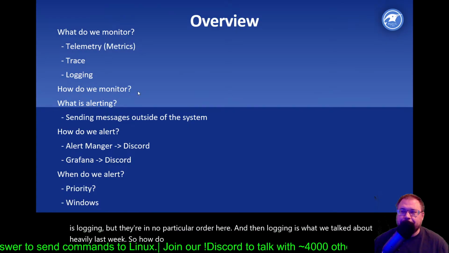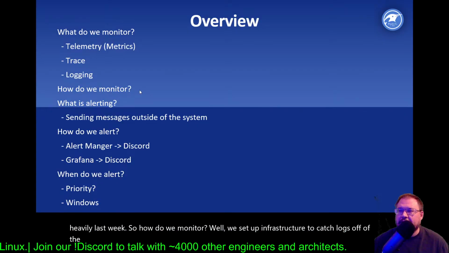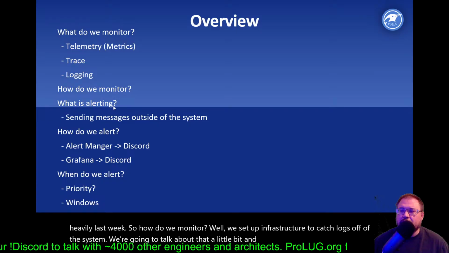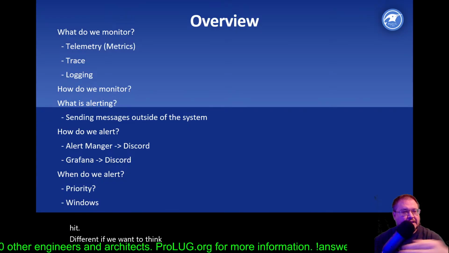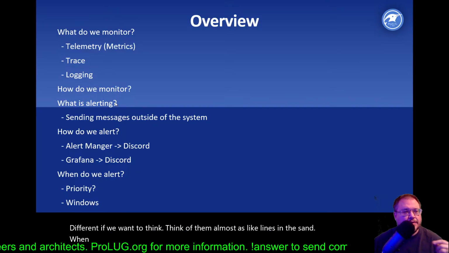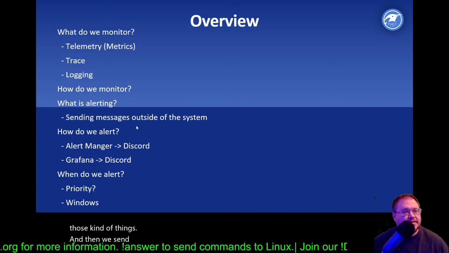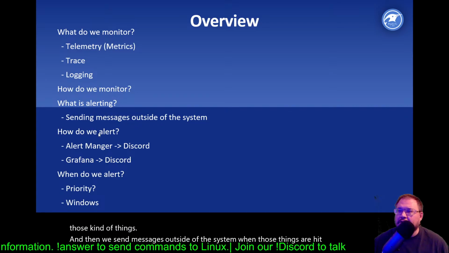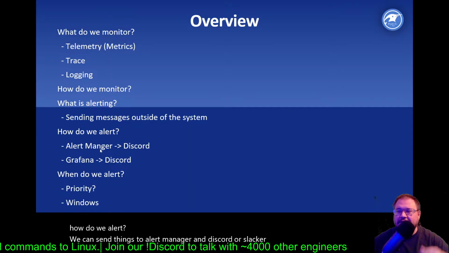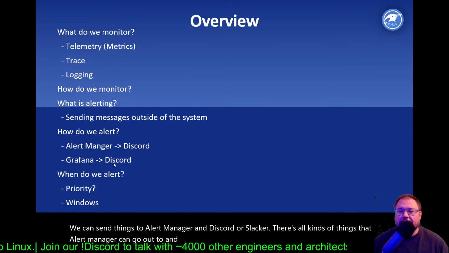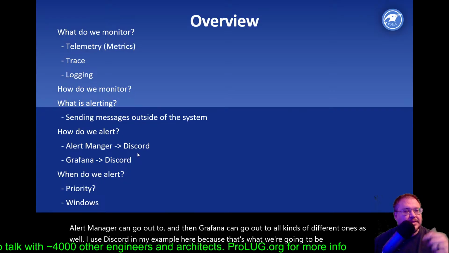So how do we monitor? Well, we set up infrastructure to catch logs off of the system. We're going to talk about that a little bit. And then as we hit thresholds, almost like lines in the sand, when we hit those, we are going to alert out. Typically, we have a warning and a crit and those kinds of things. And then we send messages outside of the system when those things are hit, right? And then how do we alert? We can send things to Alert Manager and Discord or Slack, or there's all kinds of things that Alert Manager can go out to, and then Grafana can go out to all kinds of different ones as well. I use Discord in my example here because that's what we're going to be using in the lab, so we're going to send it to our Discord.